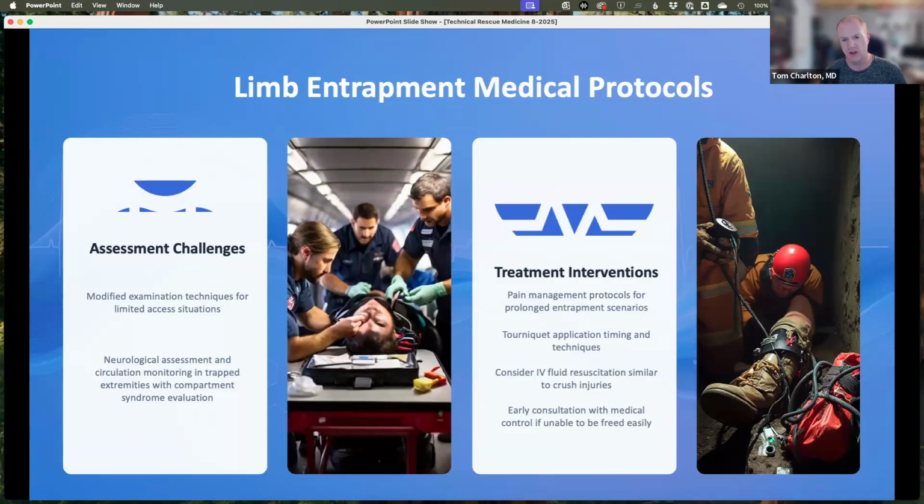Get somebody involved early on who can help guide you throughout the entire thing, and can help make the decisions on, medically, what our next priorities are.